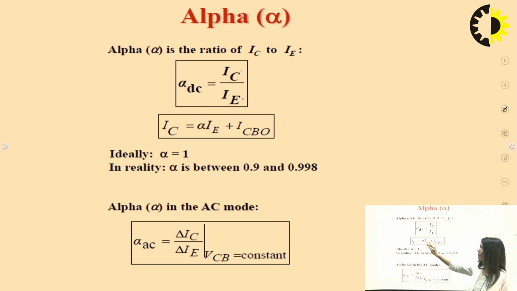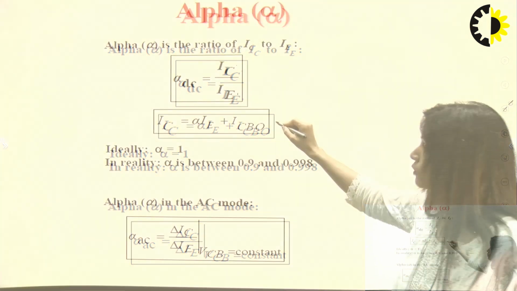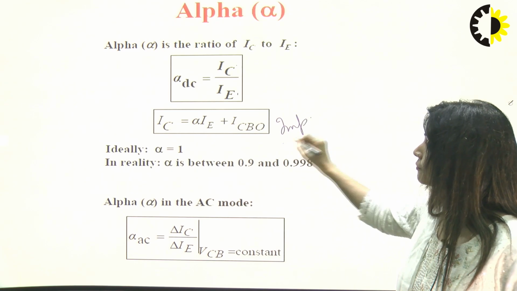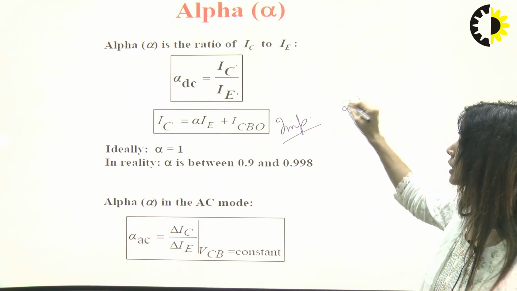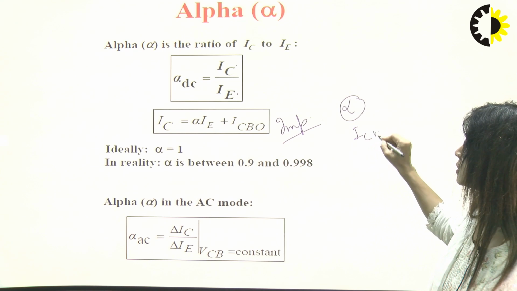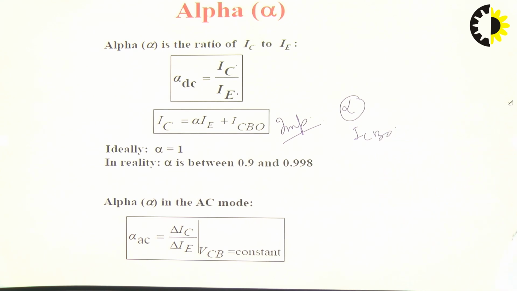But for numericals, I would like to say that you have to use this particular formula: IC is equal to alpha IE plus ICBO. If the numerical does not give any value for ICBO, then only can you take ICBO to be neglected. Otherwise, you can't neglect the ICBO. From the numerical point of view, you have to keep IC equal to alpha IE plus ICBO. This is one important relationship you have to learn, where alpha is the current gain and ICBO is the reverse saturation current in the common base configuration.